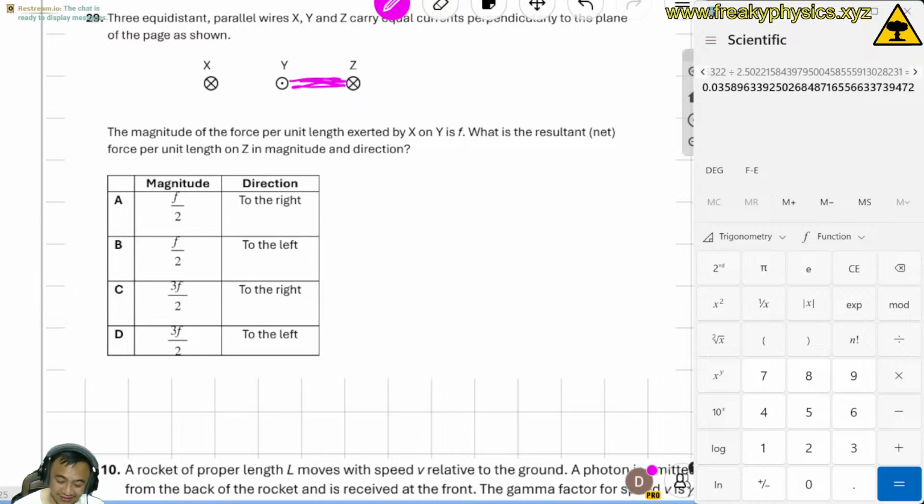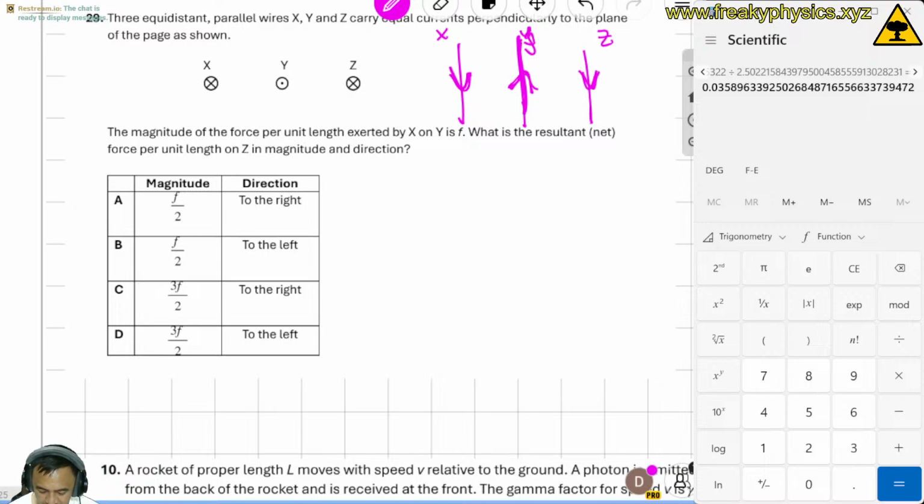Imagine these are wires, because these are wires in the problem. If you think about it from a different point of view, if you rotate your point of view, this is X, this is Y, and then this is Z. And again, from a different point of view, X is carrying current this way, Y is carrying current that way, Z is carrying current this way.